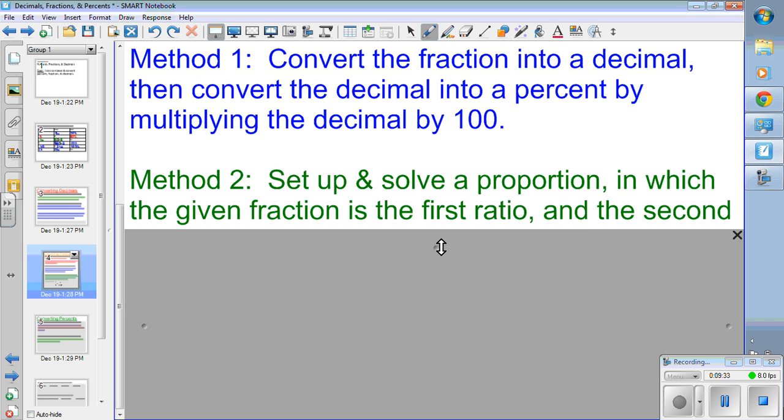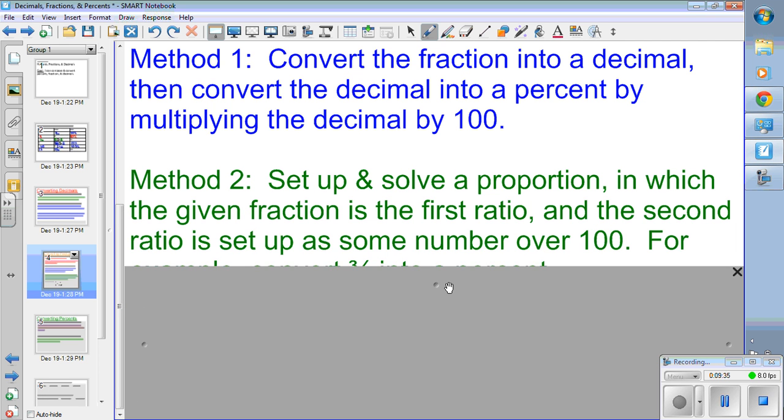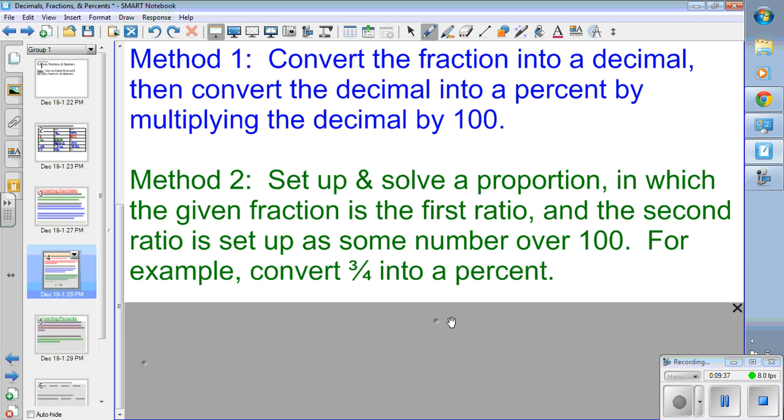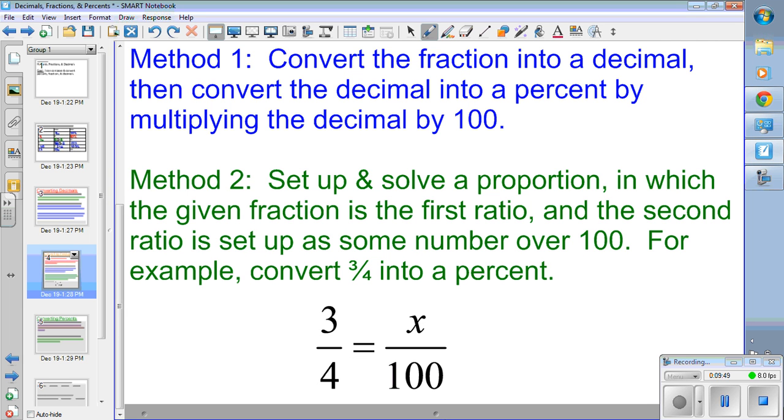Method 2, set up and solve a proportion in which the given fraction is the first ratio and the second ratio is set up as some number over 100. For example, convert 3/4 into a percent. So here we've got 3/4.